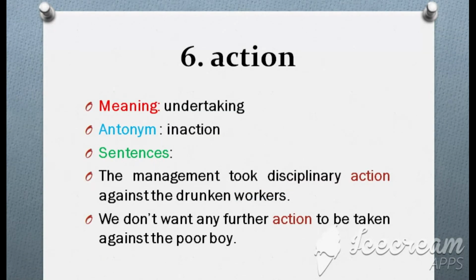Word number 6, action. It means undertaking, and the opposite is inaction. Sentence number 1 with the word action. The management took disciplinary action against the drunken workers. Sentence number 2. We don't want any further action to be taken against the poor boy.